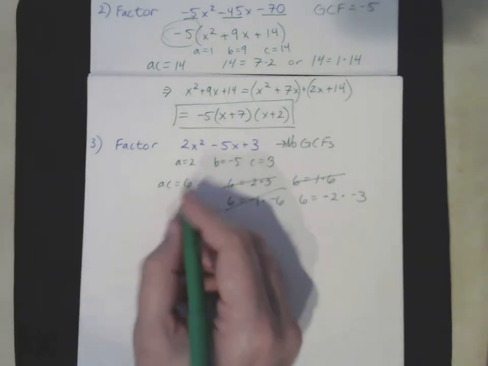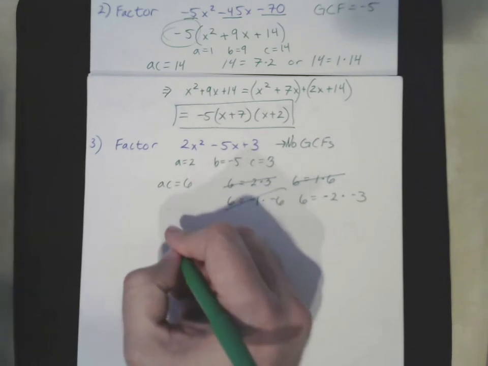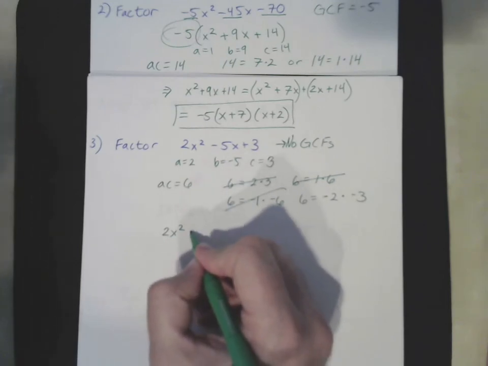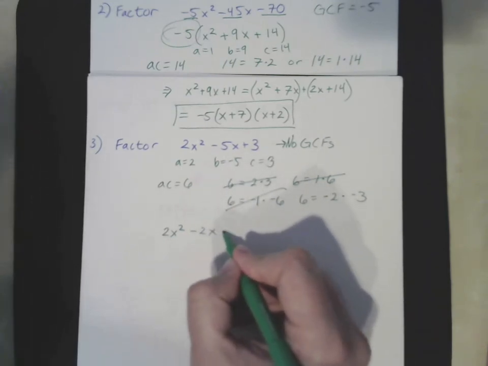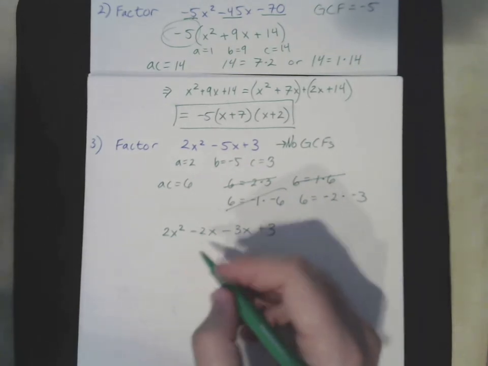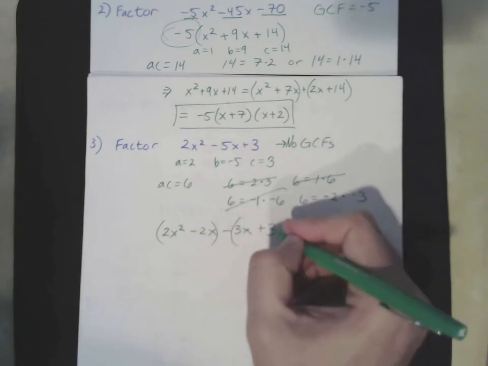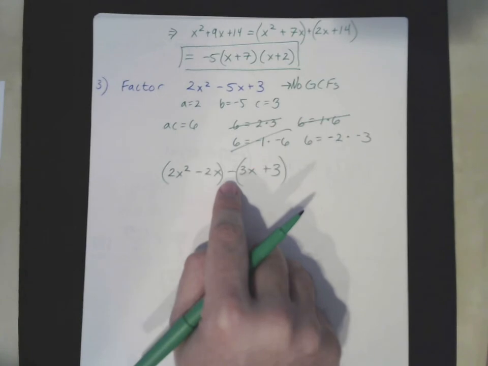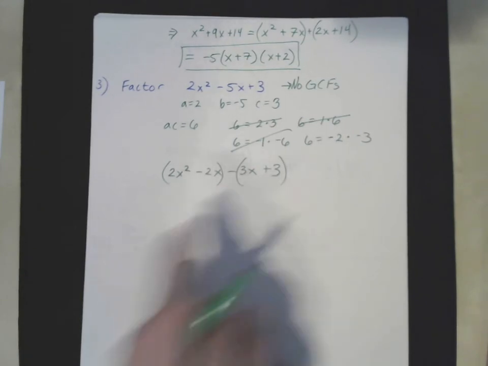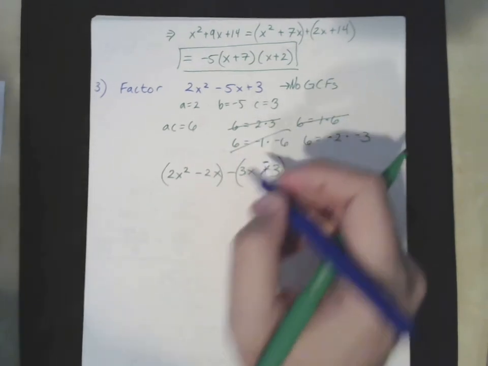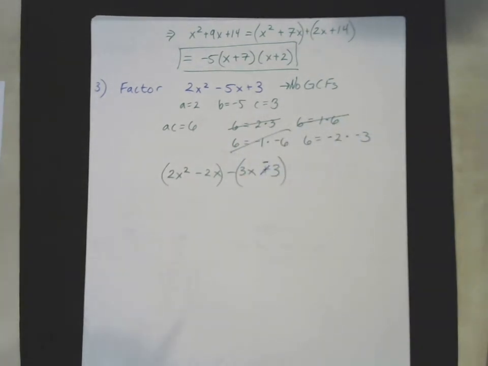So we take our 2x squared. We're going to split the negative 5x into negative 2x and negative 3x plus 3. And then we factor by grouping. Now, again, I put the parenthesis inside the negative here, so that means that we need to switch our sign inside here. So this needs to become a negative. And then we factor by grouping.